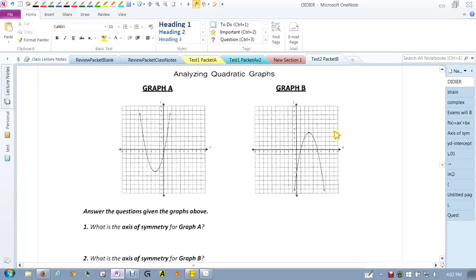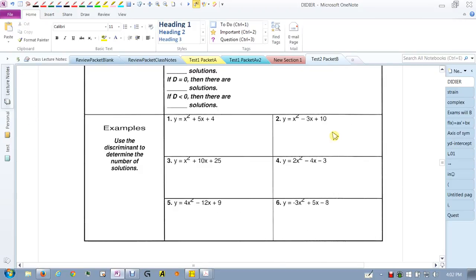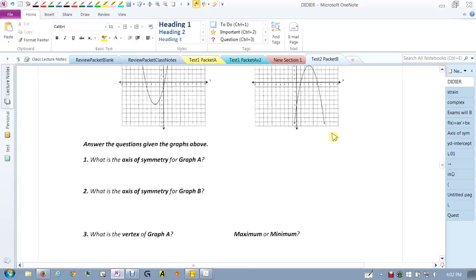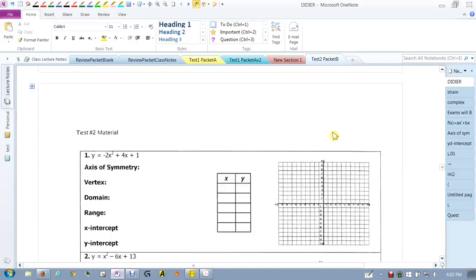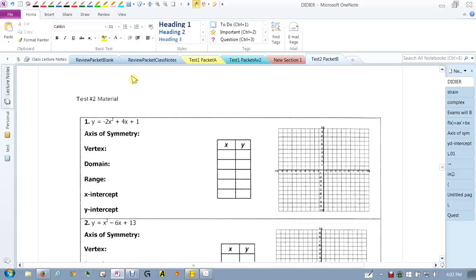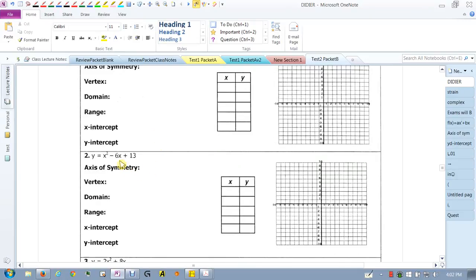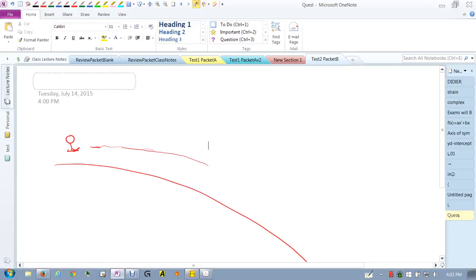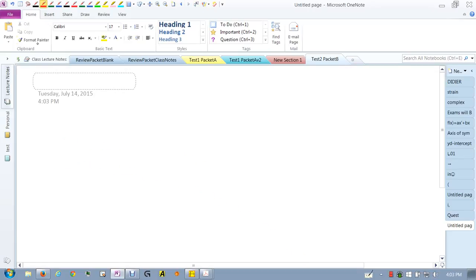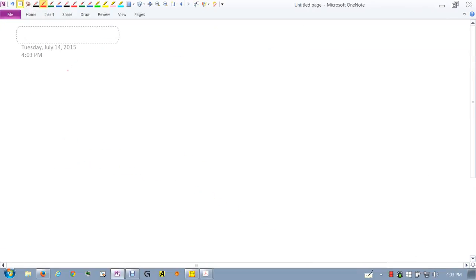So let's take a graph. Let's actually graph one of these. I want to get down to business here. We'll start with number 2. I'm going to do this on a separate piece of paper. x squared minus 6x plus 13. This is our function.